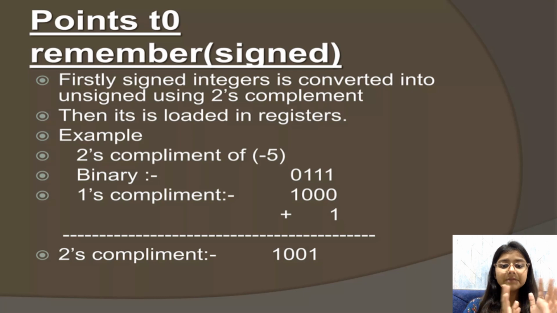Okay, so now we'll see signed numbers, and how to deal with them. Over here, first of all, we'll learn how to convert to 2's complement. What you need to do is take a number, and for that number you need to find the binary digits.